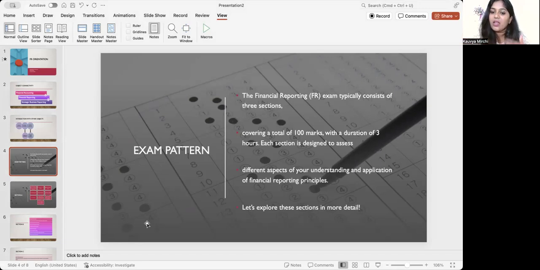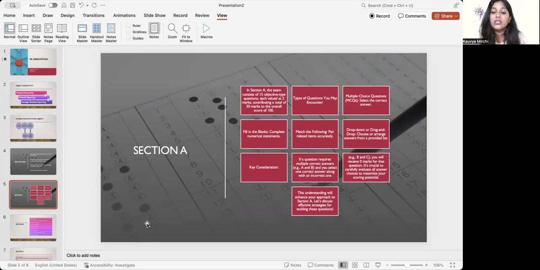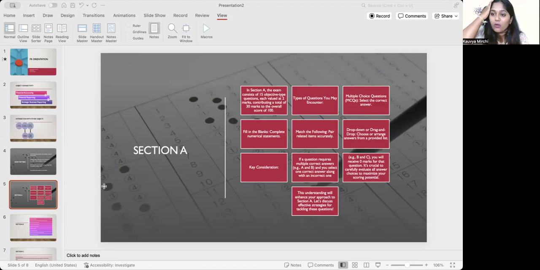So first understand how section A works. This section consists of 15 objective type questions, wherein each question is worth around 2 marks, which contributes around 30 marks of your overall 100, right?